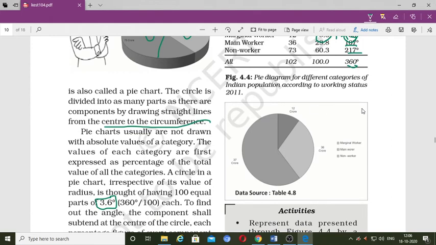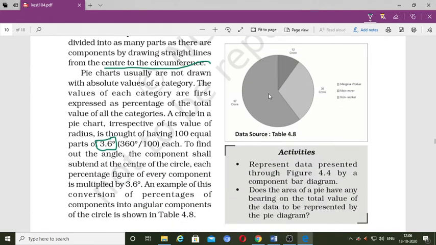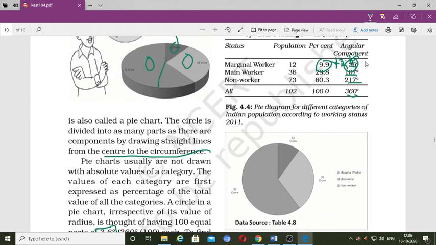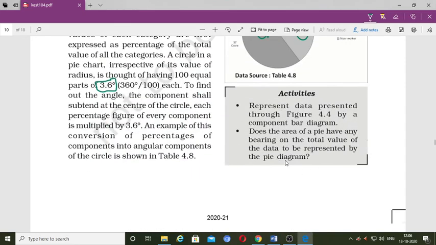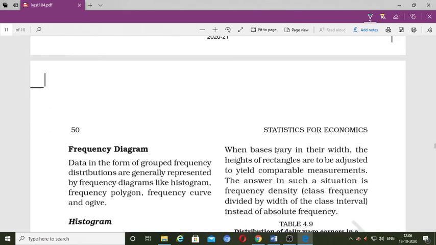So in this way we will make the pie chart. First we will make an angle and show it. This 36-degree area shows the marginal workers, this area shows the main workers, and this area shows the non-worker population, which is the maximum, 217 degrees. You can see, these are the main workers. In this way, we can construct pie diagrams.